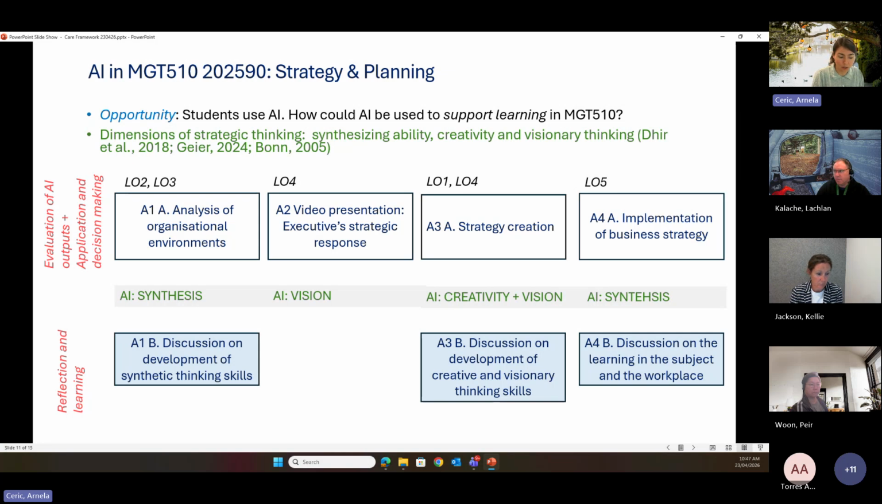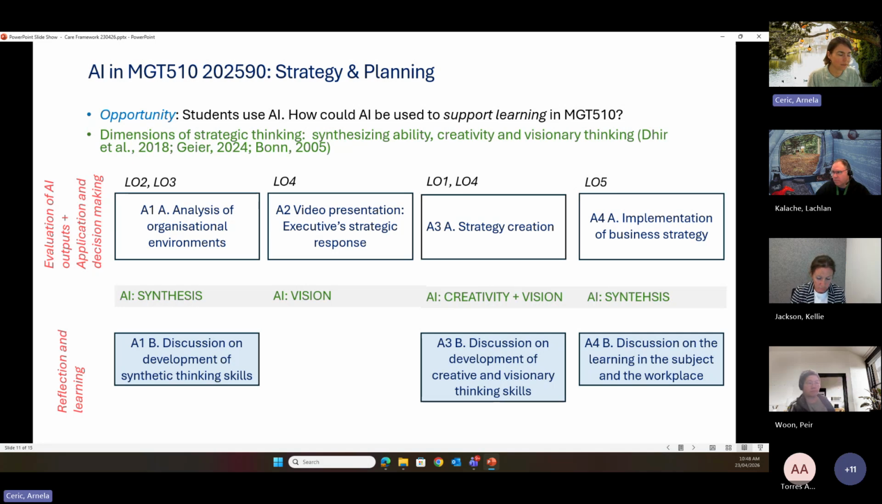So I said, students, yes, you can use AI, but not to do the work for you. Instead, you can use AI as your learning partner, and I've designed assessments to focus on developing those strategic thinking skills. So the literature says that we have three such strategic thinking skills: synthesis, creativity, and vision.